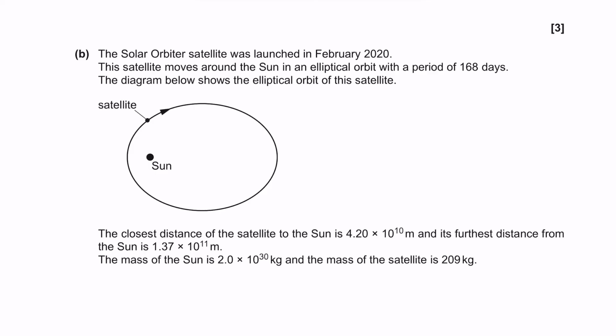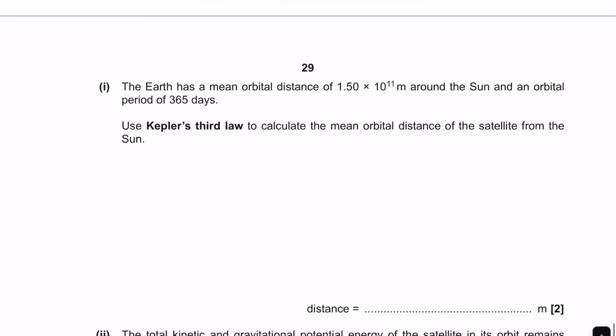This satellite moves around the Sun in an elliptical orbit with a period of 168 days. The diagram below shows the elliptical orbit of this satellite. The closest distance of the satellite to the Sun is this much, and its furthest distance is this much. The mass of the Sun is this much, and the mass of the satellite is this much. Okay, so let's see for part I.